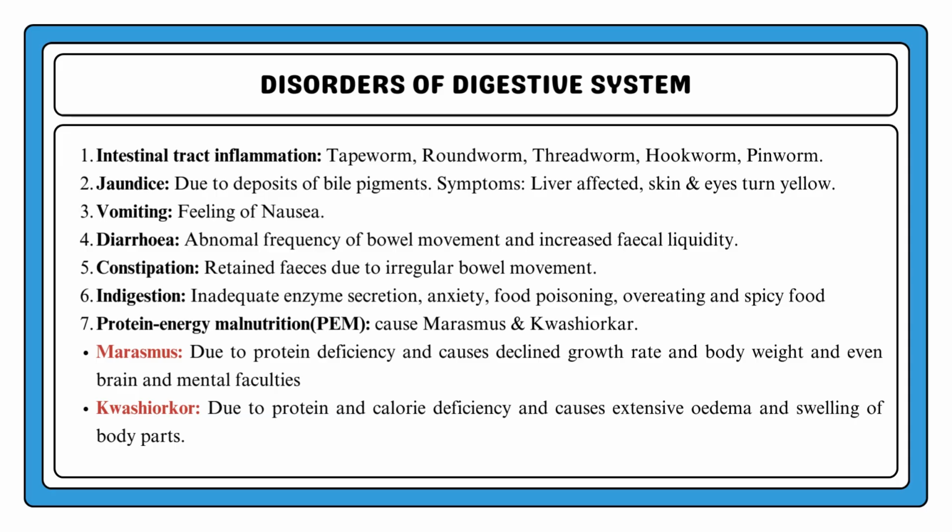Indigestion is due to inadequate enzyme secretion, anxiety, food poisoning, overeating and spicy food. Protein energy malnutrition, PEM, causes marasmus and kwashiorkor. Marasmus is due to protein deficiency and causes declined growth rate and body weight and even affects brain and mental faculties. Kwashiorkor is due to protein and calorie deficiency and causes extensive edema and swelling of body parts.